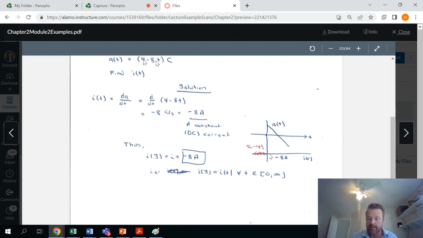the cumulative charge function, 4 minus 8t, it is starting up here at 4. It's got a slope of minus 8, so not surprisingly, as this current of negative 8 amperes accumulates over time, it's going to decrease the charge from the positive initial value to negative. So this writing here just says that the current at 3 seconds is the same as the current at any point in time, as long as that time is within the interval of 0 to infinity. So that is a DC current by definition.